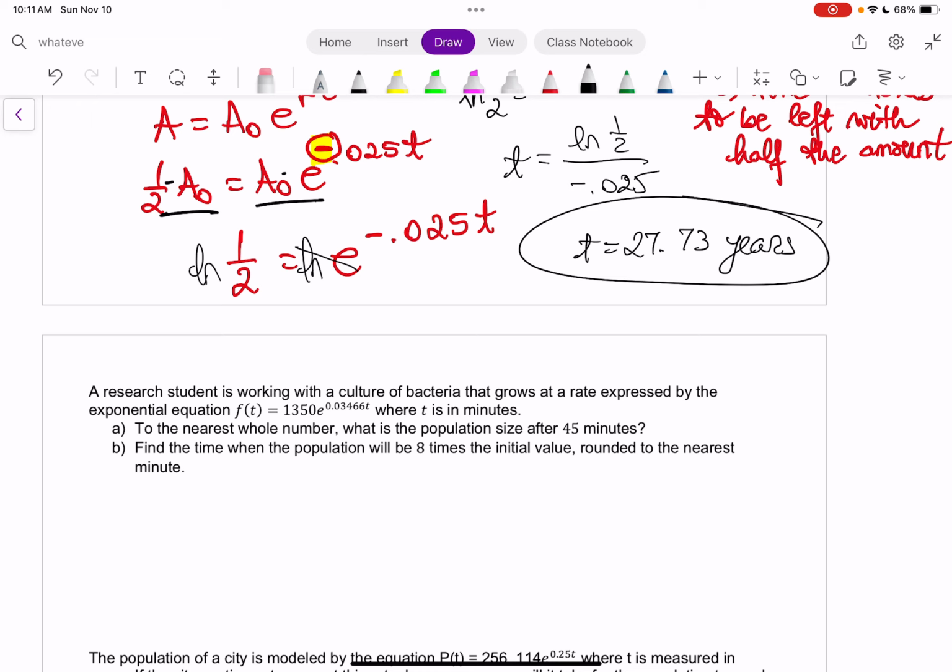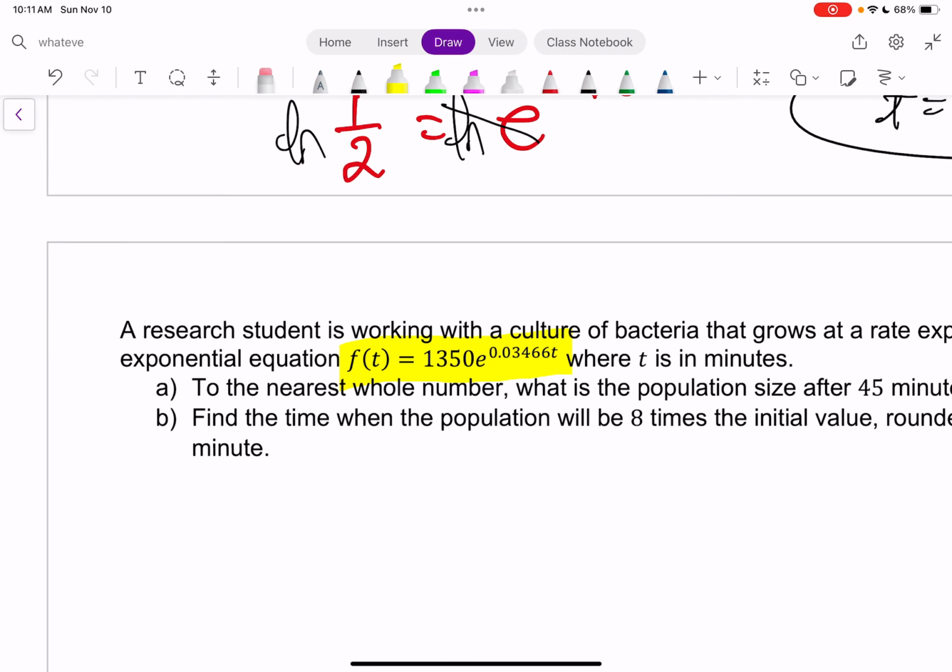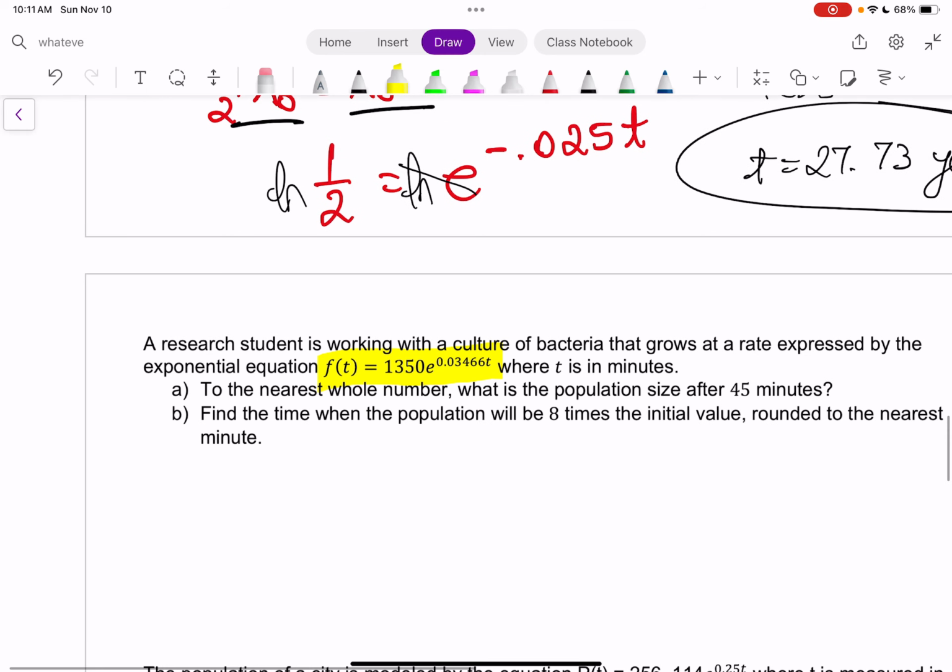It says a research student is working with a culture of bacteria that grows at a rate expressed by this function. So this time we are given the function, the expression. As you see, it's a continuous growth, the base is e, where t is in minutes. To the nearest whole number, what is the population size after 45 minutes? So time is in minutes. When the time is 45 minutes, it simply means to plug in 45 for t.